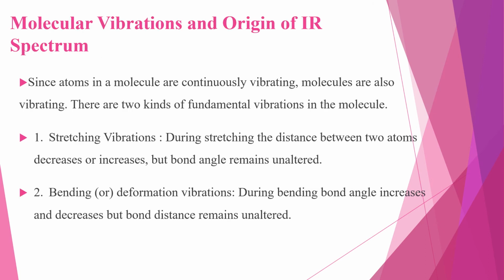Molecular vibration and origin of IR spectrum. There are two kinds of fundamental vibrations. One is stretching. In this type of vibration, the distance between the two atoms increases or decreases, but the atoms remain in the same bond axis. Second one is bending. In this type of vibration, the position of the atoms changes with respect to the original bond axis.